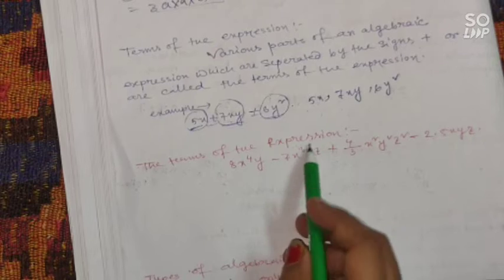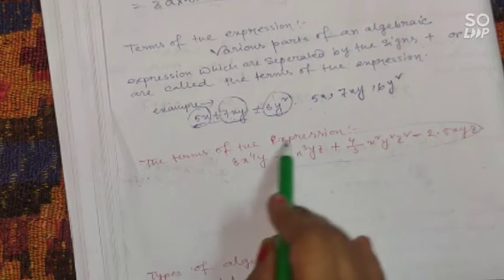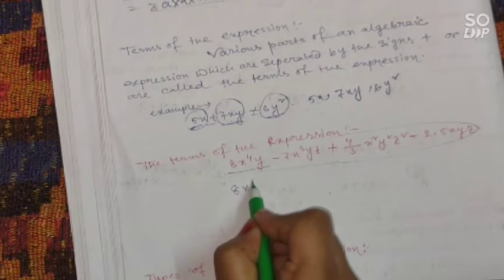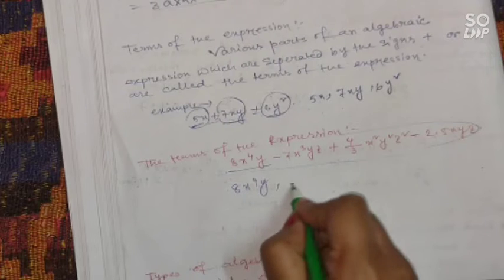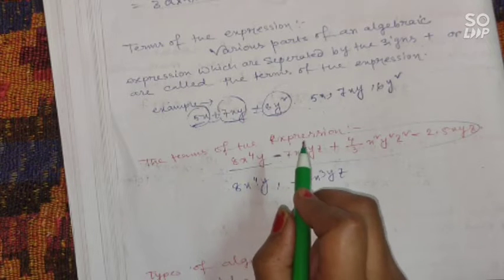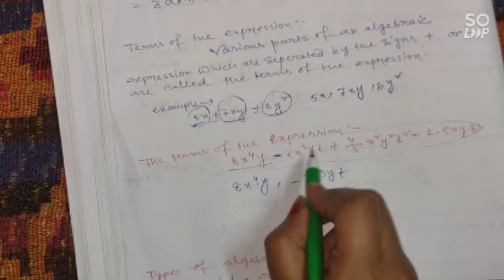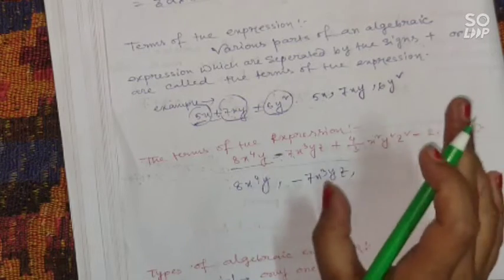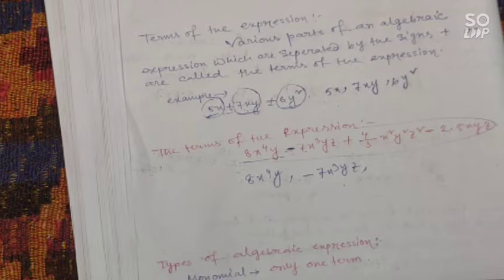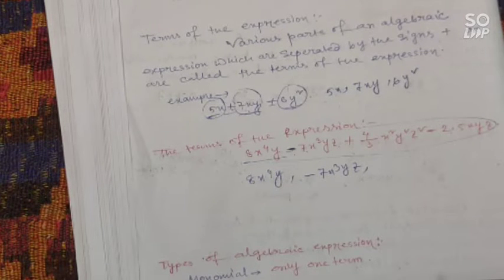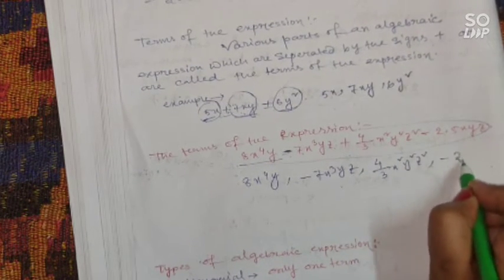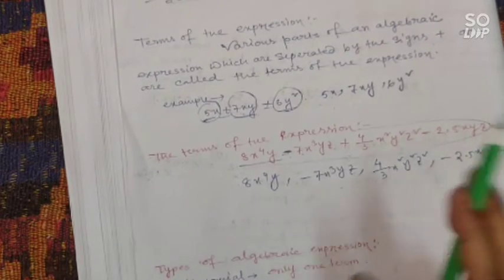Next, the terms of the expression. Here I have also written an expression. You have to write the terms. So what are the terms? This is the first term 8x to the power 4 y. Next term minus 7x cube yz. Don't forget the minus sign. Where a term is preceded by plus, you don't need to write that sign, but where there is a minus sign you need to write it. Minus 7x cube yz, 4/3 x square y square z square. Next minus 2.5 xyz.